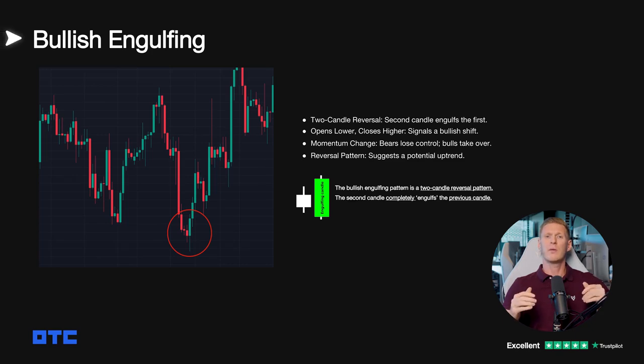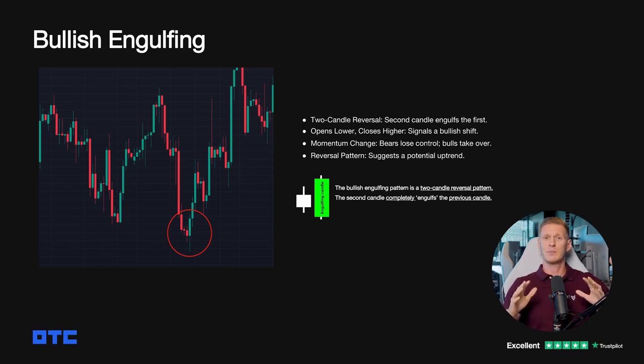We will start with a bullish engulfing candle. The bullish engulfing candle is a strong two-candle reversal pattern that signals a potential shift from a downtrend to an uptrend. It forms when the second candle opens below the previous candle's low, closes above the previous candle's high, completely engulfing the entire range of the first candle, including its wicks.